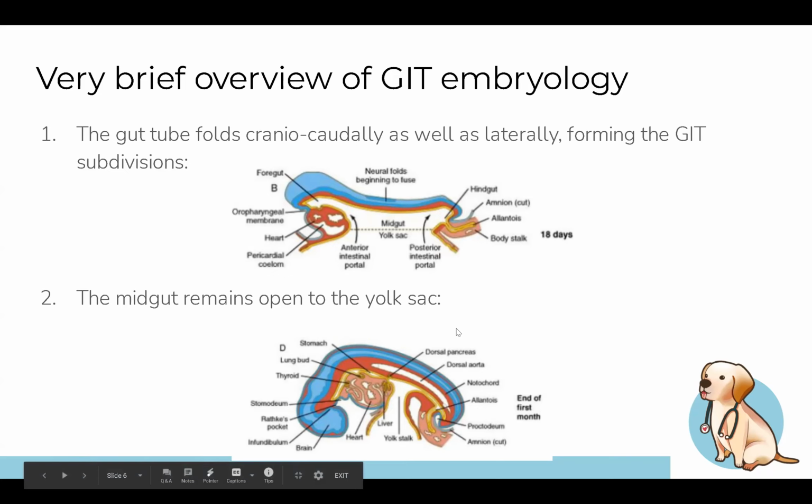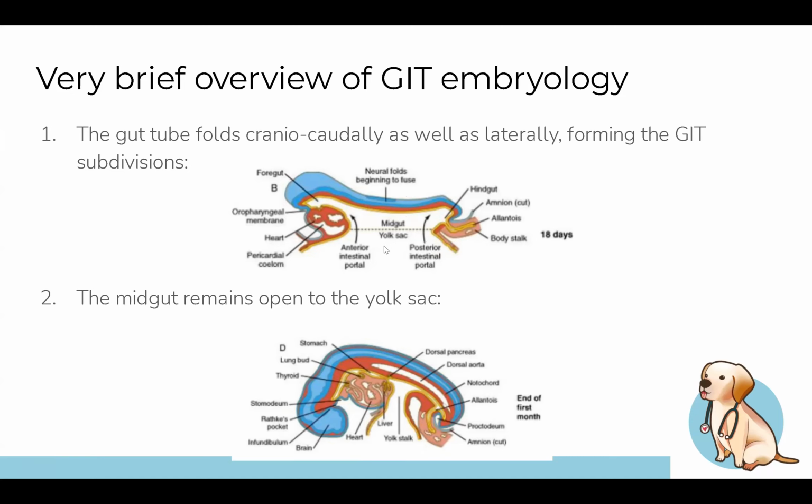So it starts looking a bit more familiar. Now, important here with the midgut, you can see that we have this other section that's actually continuous with the midgut. So you can see here, we have the midgut, dotted line, and this has the yolk sac, okay? For now, just know that it's continuous.